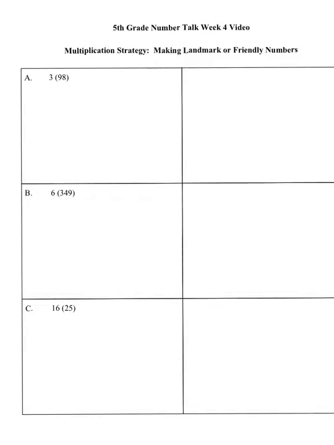So 5th grade number talk, week 4 video, focuses on making landmark or friendly numbers to help you with multiplication. So like if we look at 3 times 98, instead of thinking of it as 3 times 98, what if we actually think of it as being 3 times 100, which we know is 300. We know 98 is 2 less.